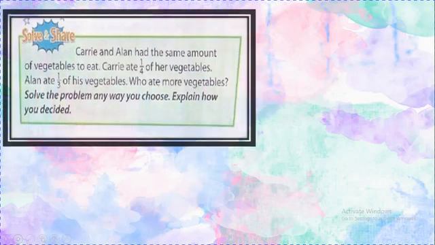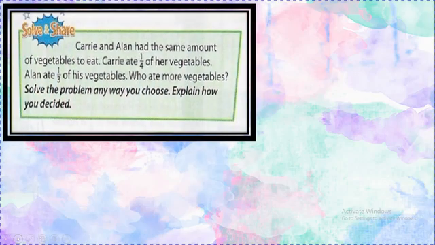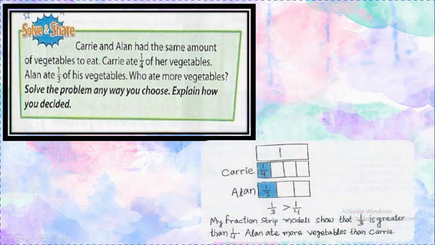Now, let's answer the solve and share problem on page 691. Carrie and Alan had the same amount of vegetables to eat. Carrie ate 1/4 of her vegetables. Alan ate 1/3 of his vegetables. Who ate more vegetables? Solve the problem any way you choose. Explain how you decided. In this problem, we are going to use fraction strips to find out who ate more. So we will draw fraction strips like this.